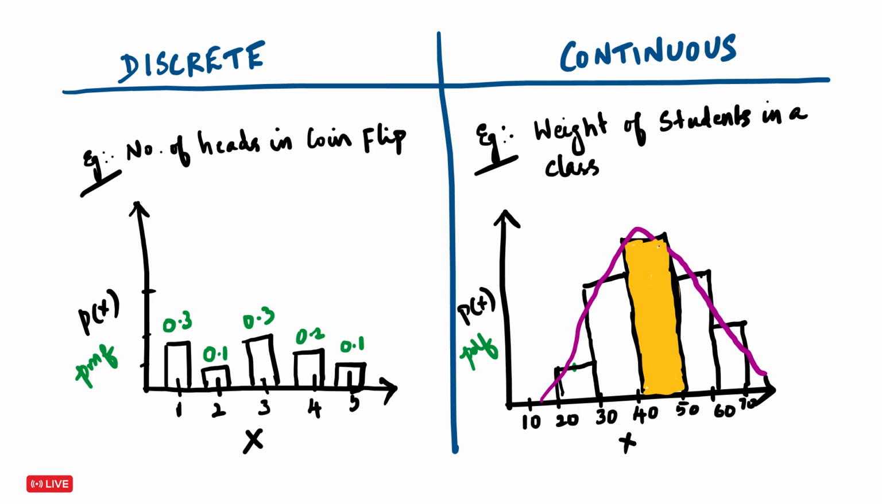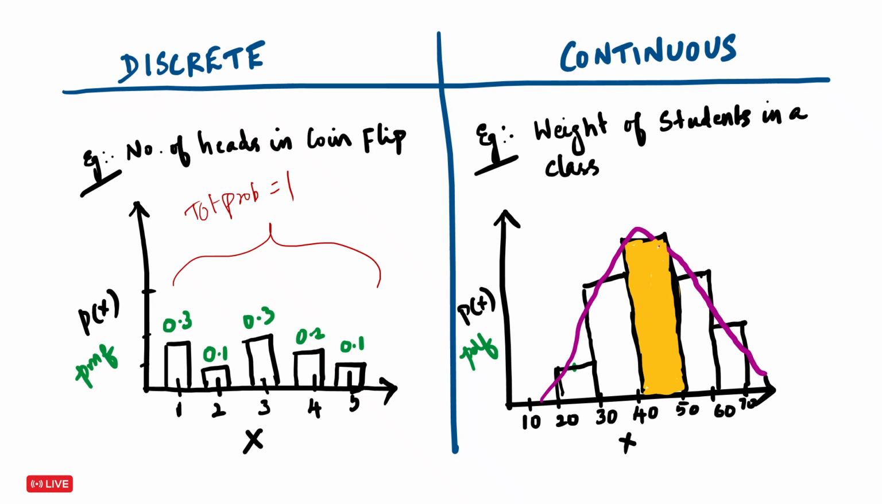But you have to get any one of these values, so you have a 100% chance of getting any one of these values. So the total probability will be equal to 1. If you sum up all these probabilities, your total probability will be equal to 1. So this is about discrete probability distribution. Now next is continuous probability distribution.